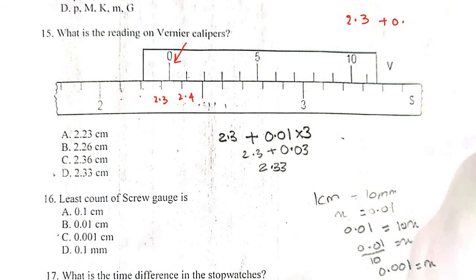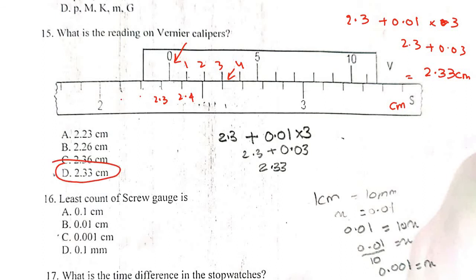The least count of this vernier caliper is 0.01 centimeter because this scale is in centimeters, and the line that perfectly coincides with the main scale is this one: 1, 2, 3, 4, 5. So this third line perfectly coincides with the main scale. So the vernier scale reading will become 3. So 2.3 plus 0.03, the total reading will become 2.33 centimeters. Option D is the right answer.